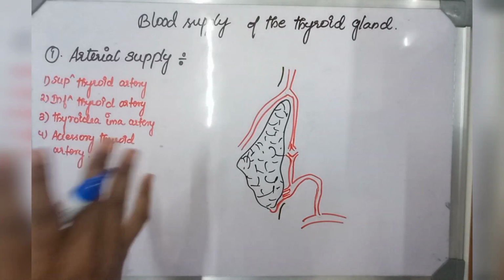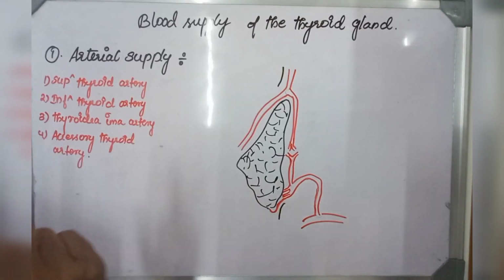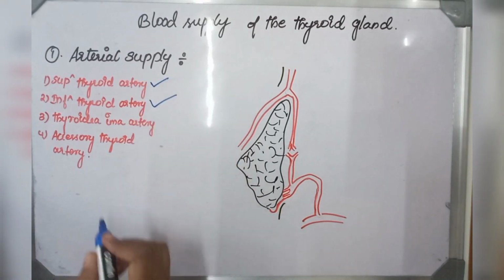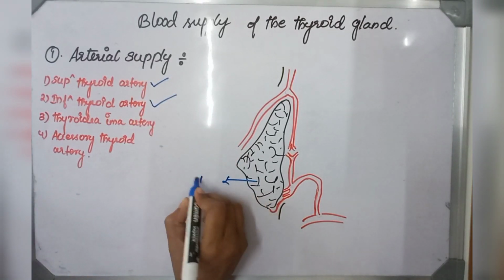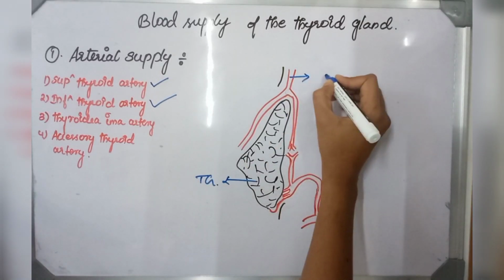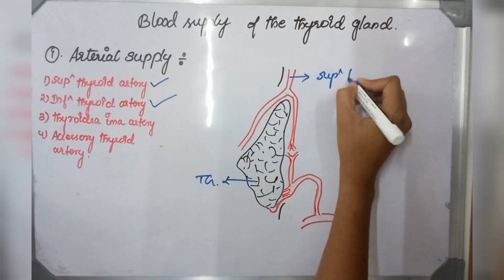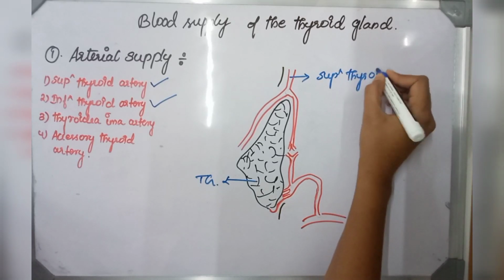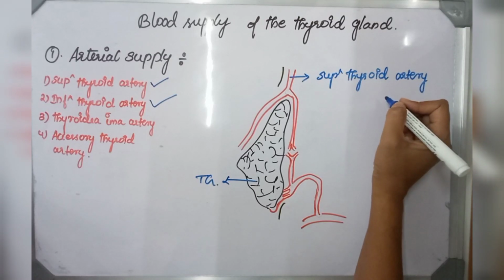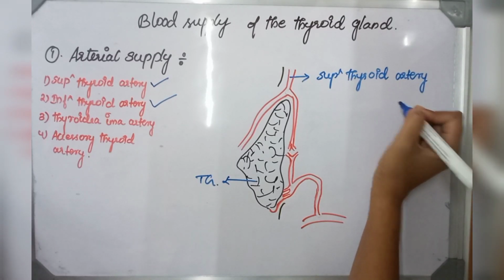there are four arteries, but the two main arteries which supply the thyroid gland are the superior thyroid artery and the inferior thyroid arteries. So this is our thyroid gland first, and the superior thyroid artery, the structure we are seeing here, which is the first anterior branch of the external carotid artery.